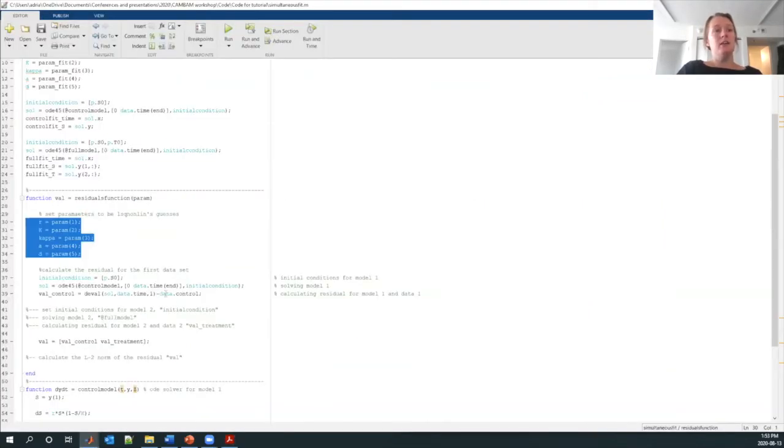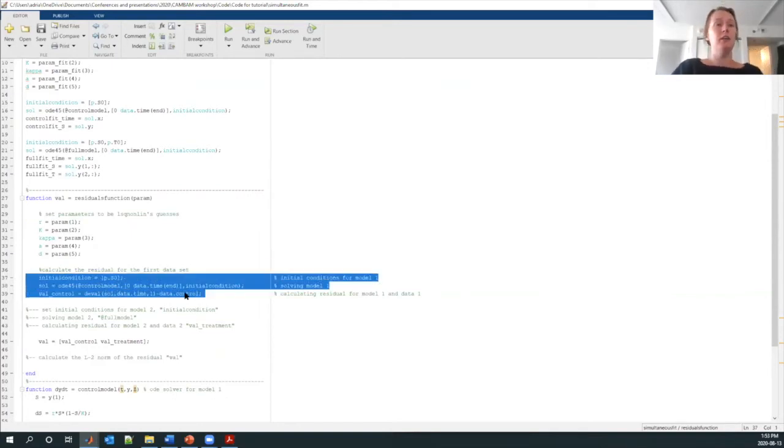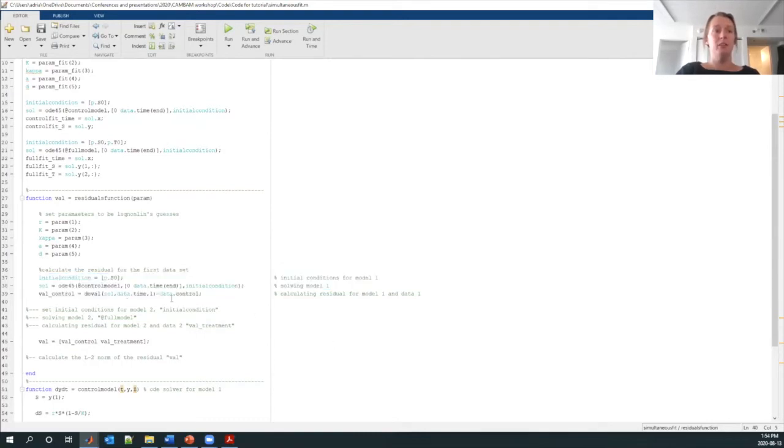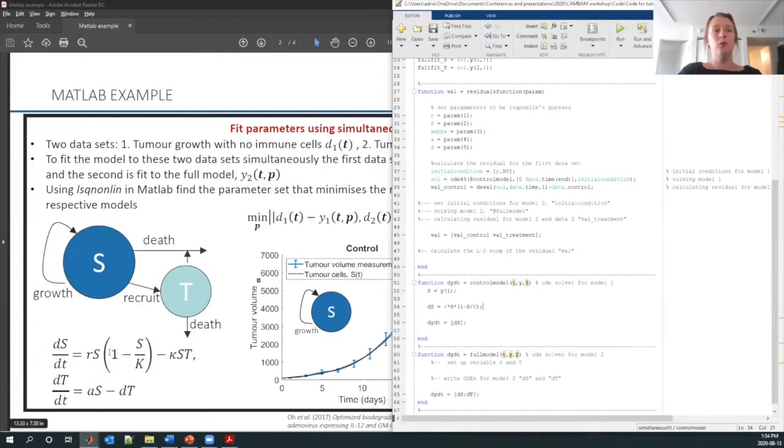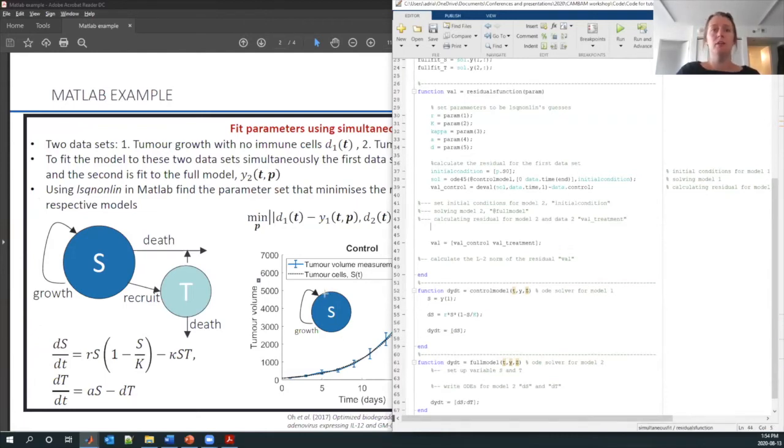So the first data set is just going to be the residual. The first thing to do is calculate the residual between the first model, so the simplified tumor growth, and the data. Remember, this is the control data, and this here calls the simplified model down here, which is just logistic growth. So no T cells. I'll move that over. You can see here, no T cells, just logistic growth. It solves it and matches it to the data and calculates that residual, so the difference between the data and the model. So that's the first one.